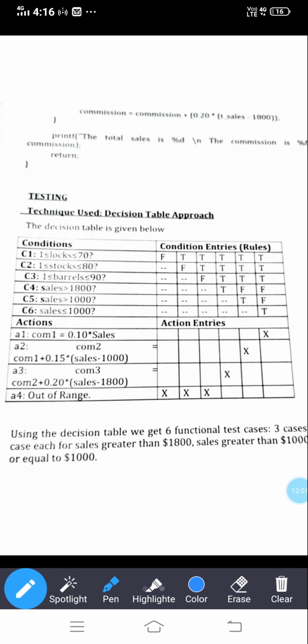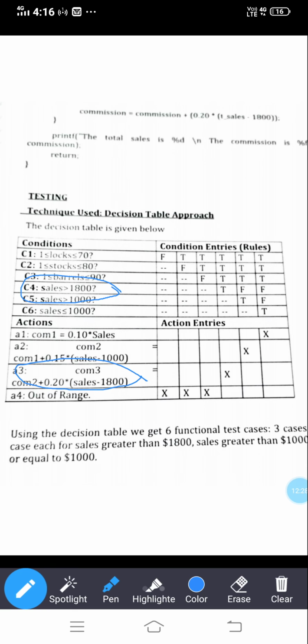Next, if it is greater than 1000, then what you have to do? Greater than 1000 up to 1800. If condition C5 is true, then action A2 is going to take place. That is, for the first $1000 you are going to give 10% commission. Then for the remaining $800, you will give 15% commission. Then if you have sold above $1800, that is if the C4 condition is true, then action A3 is going to take place.